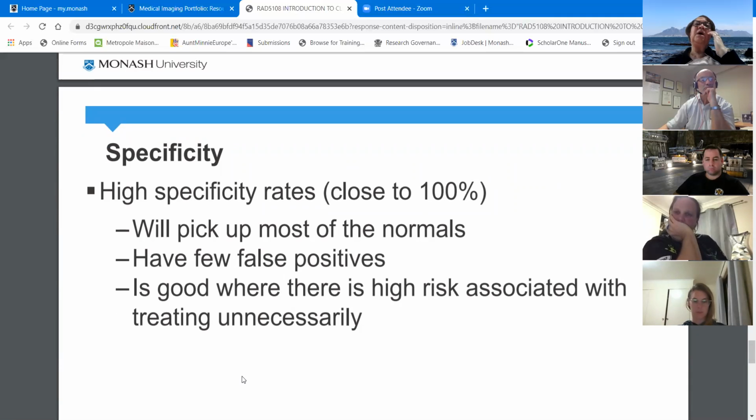And the reason why you need to have a good specificity is if you would find yourself working in an environment where you might be the sole radiographer, for example, or you're working night duty, and a junior doctor comes and asks your opinion, and you say, I think there's something wrong, and maybe there's not a radiologist around, this patient might then be referred for additional imaging or something like that. So it's the risk of having unnecessary treatment if you have a low specificity.